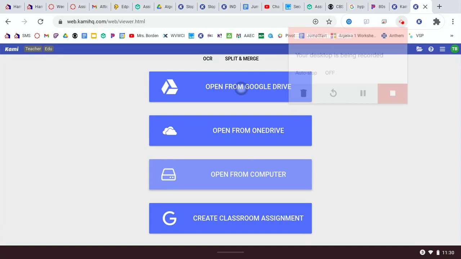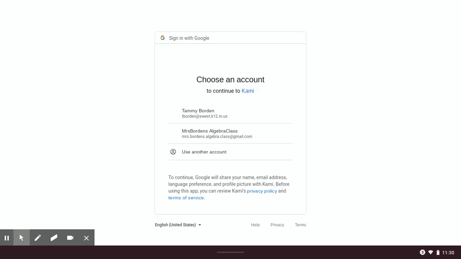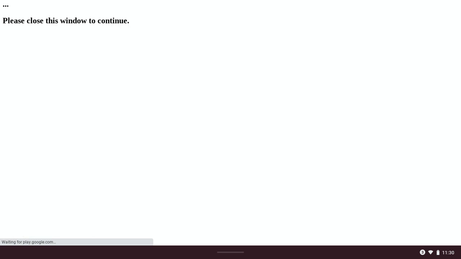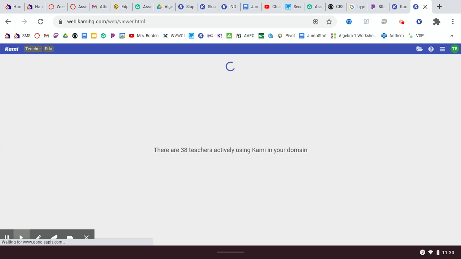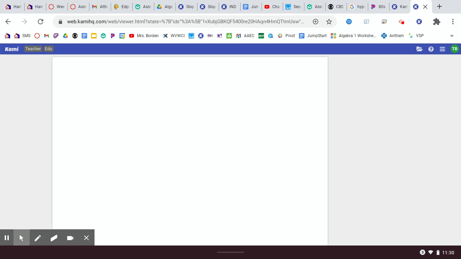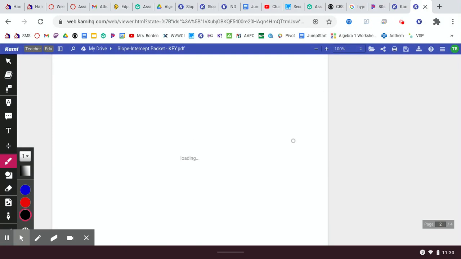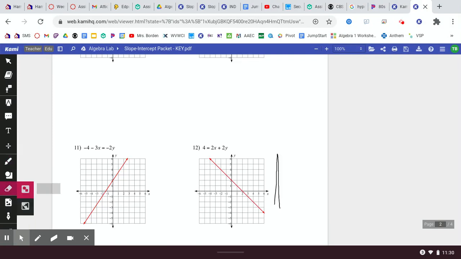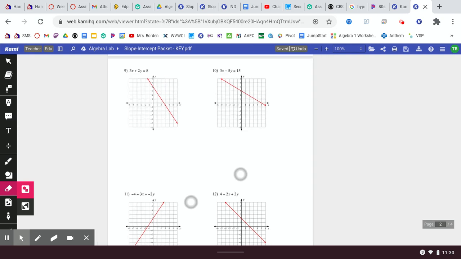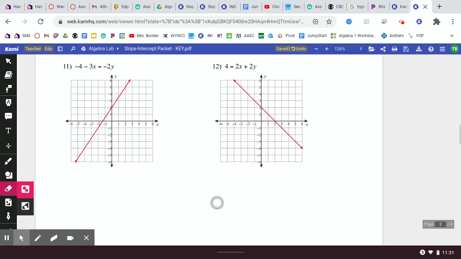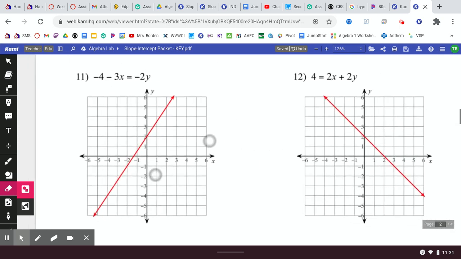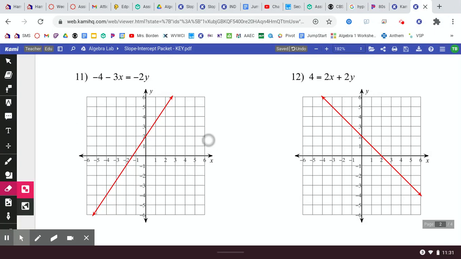Okay, so now let's open from our Google Drive and see if it's not there. There it is. That's what we want. So we worked 9 and 10 together. So for 11 and 12, I want you to just check your line. See if your line is correct. And then if your line is correct, then we will go on. But if your line isn't correct and you want me to work it, I just need you to let me know.